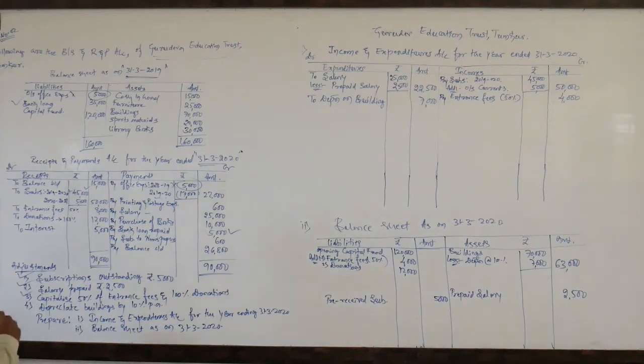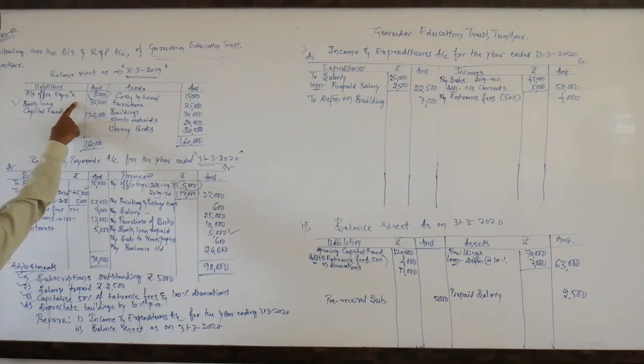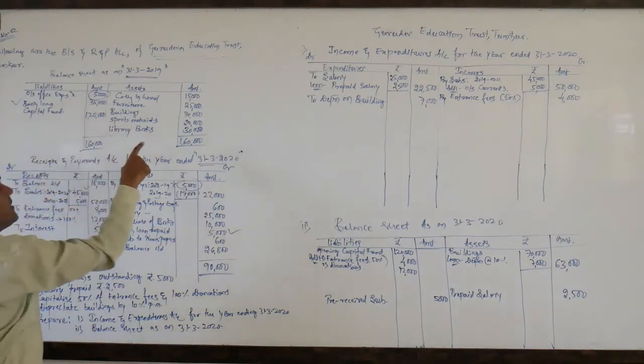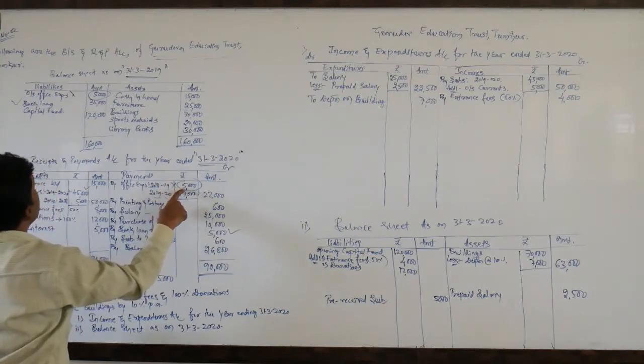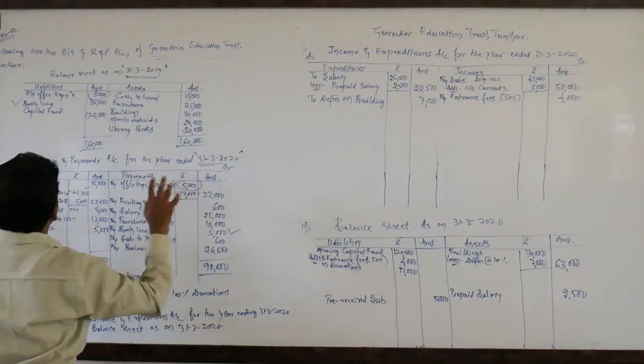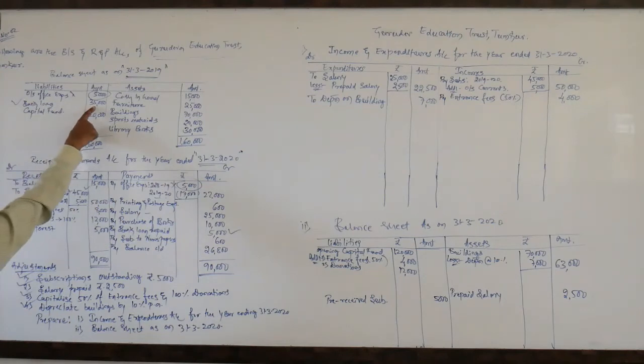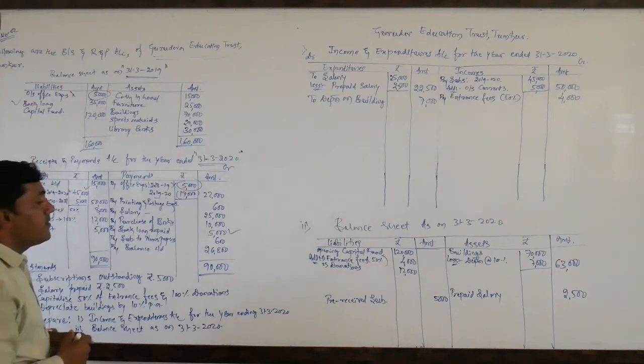So with this I have completed all the adjustments. Now I would like to come to the next item. Look here, outstanding office expenses of 5,000. I have already said, last year the payable amount was rupees 5,000. In the current year we have separately paid 5,000, so it remained nil. Bank loan: 35,000 was the bank loan.